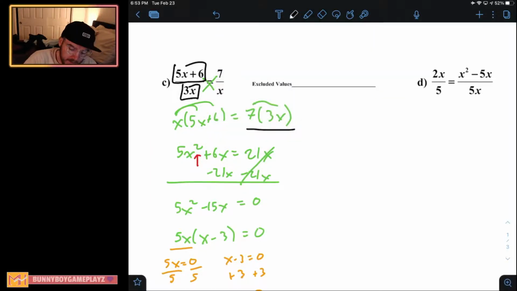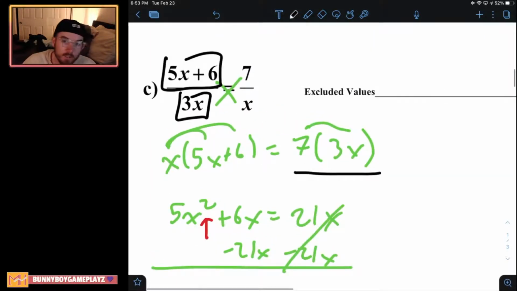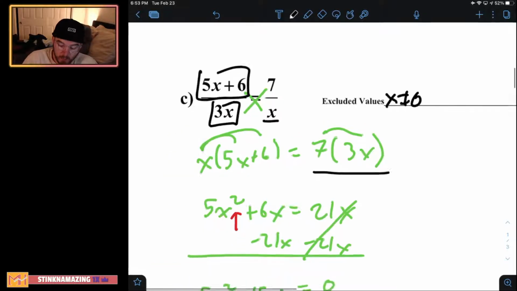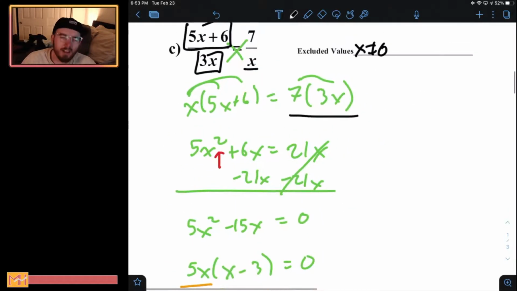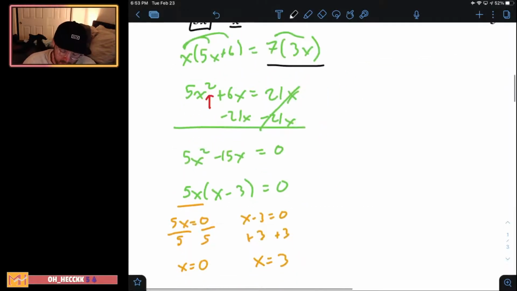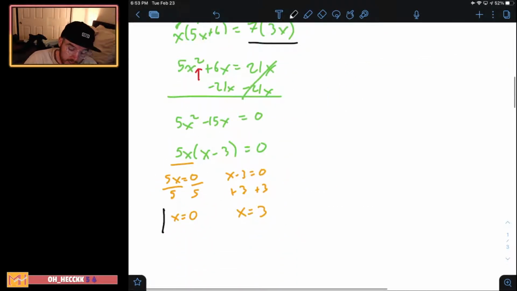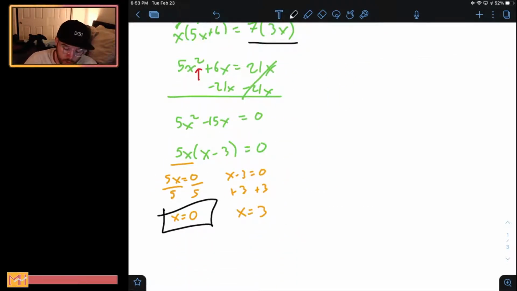What are our extraneous values? Our extraneous values are 0. 3 times 0 is 0, and then simply plugging in 0. So x cannot equal 0. That's the only excluded value. I think I said extraneous. Extraneous, excluded, they mean the same thing in a way, right? So this right here is an extraneous solution. It is excluded. It is not true. There's only one solution to this, and that is 3.